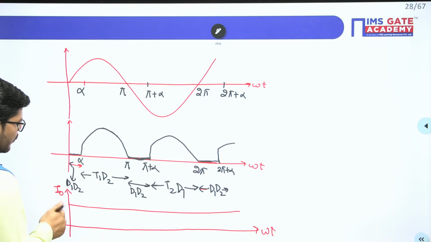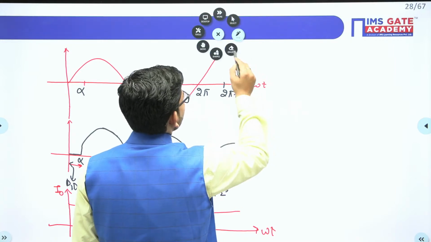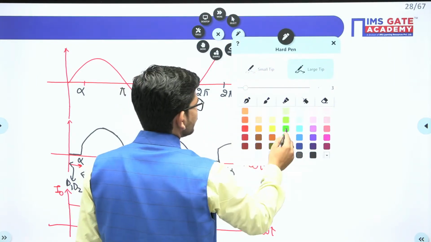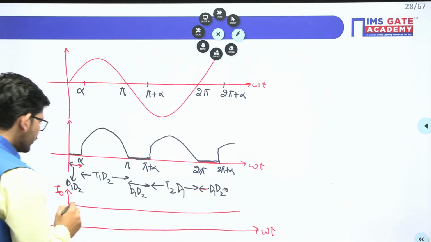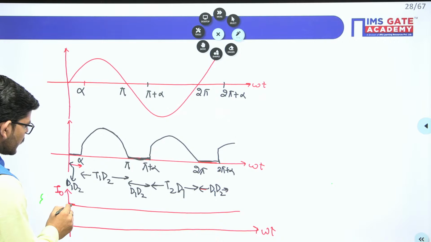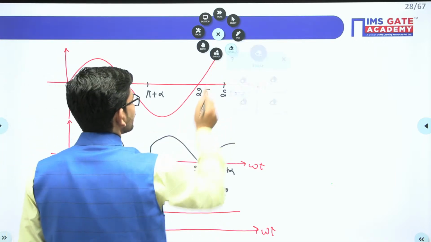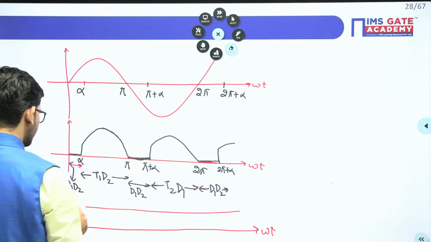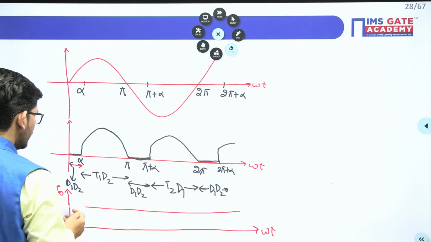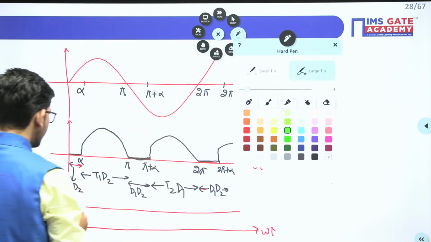D2 starts conducting from 0. I am just highlighting this with a new color. Let me take green here, so green represents the D2 waveform. D2 starts conducting at omega t equals 0 and it keeps on conducting.